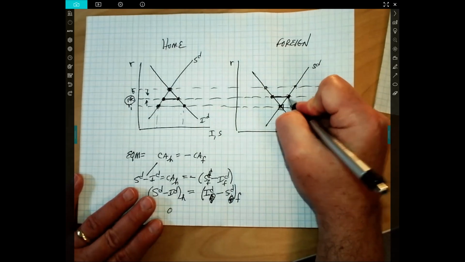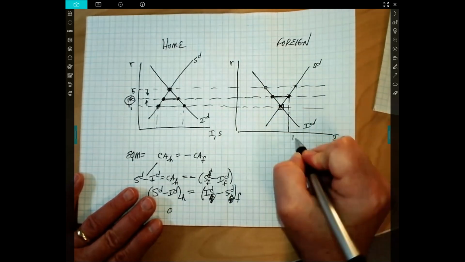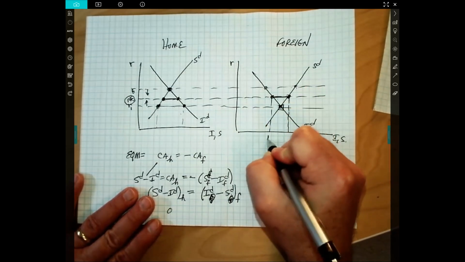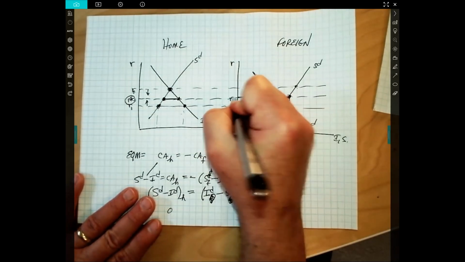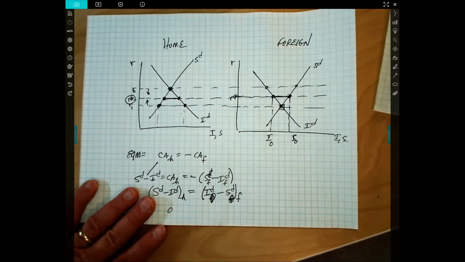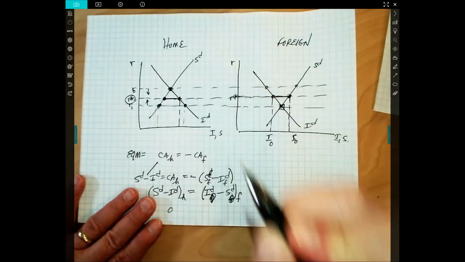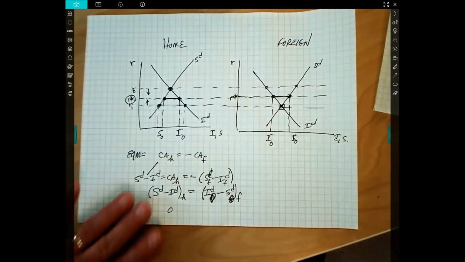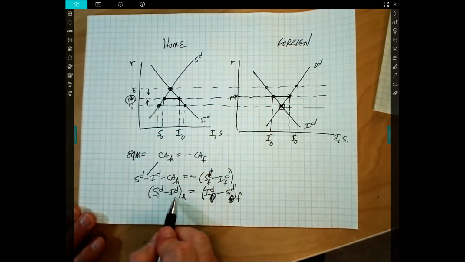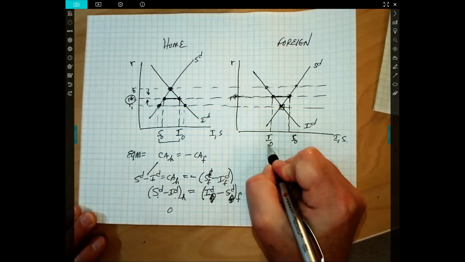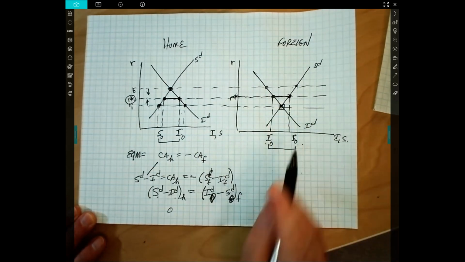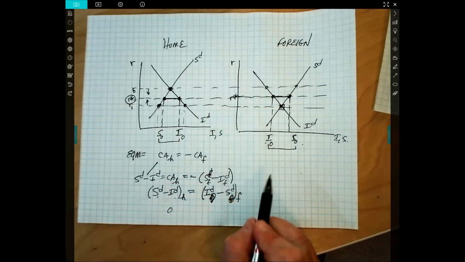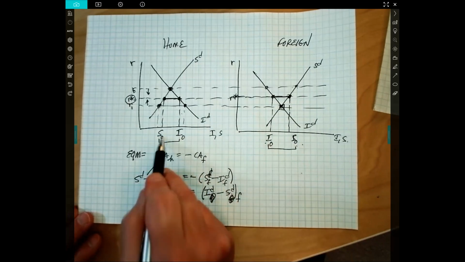That's a starting point. So to start with, here's how much saving there is in the foreign country, and here's how much investment there is in the foreign country at that interest rate R star. Here's how much investment there is in the US, and here's how much saving there is in the US to start with. What we're saying is that this difference right here, saving minus investment, has to be equal to investment minus saving in the other country. It's a flip. Savings greater than investment here, investment greater than saving here. That's got to be the case.